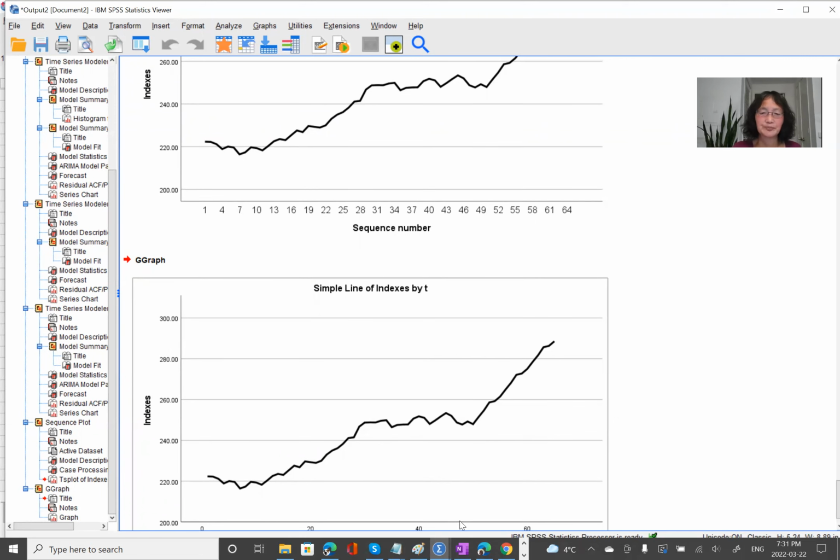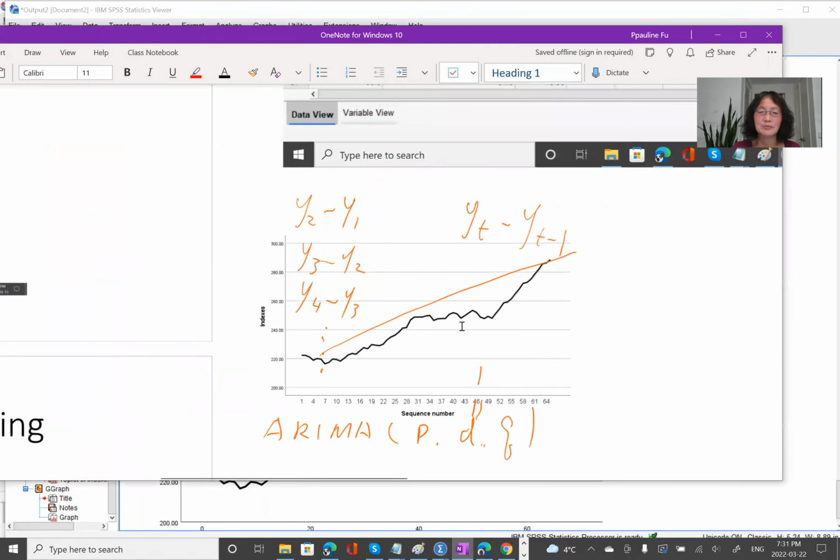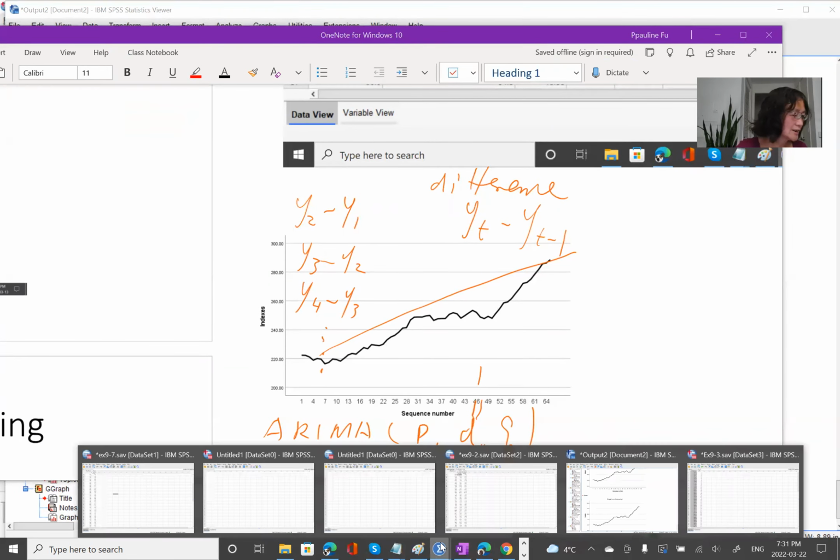Other questions? Okay, so now from the graph, we know the data is trending up. We need to do the difference so that it will become stationary data. This is one observation. The other observation is that we need to create an autocorrelation to see if the data are correlated to each other or not.